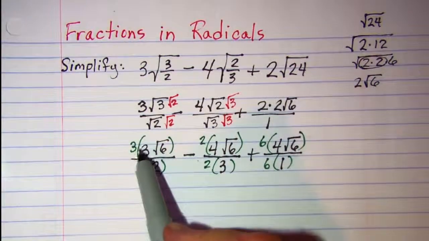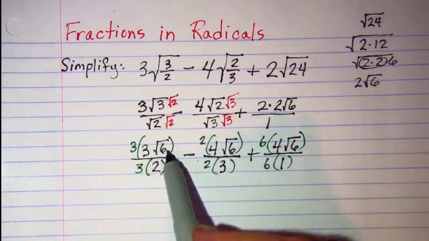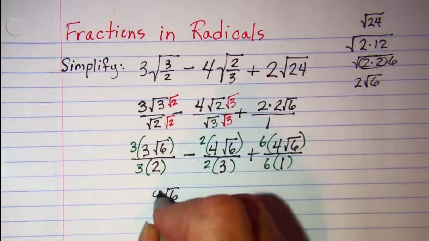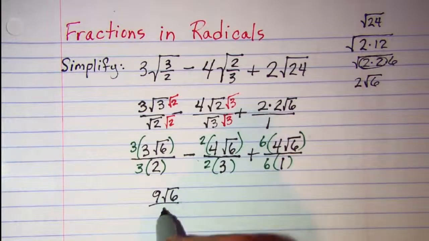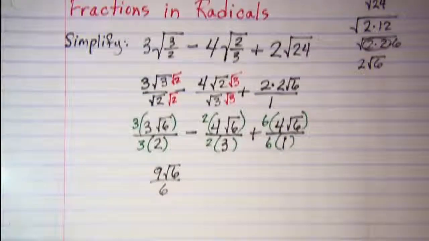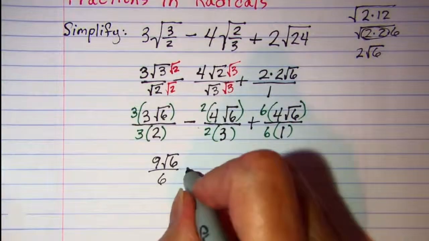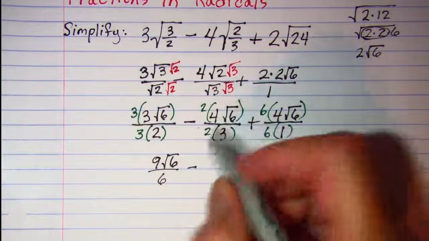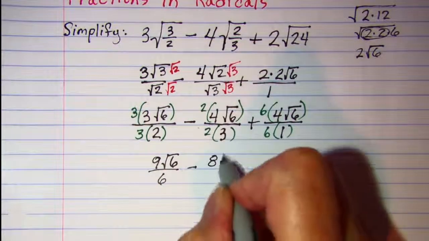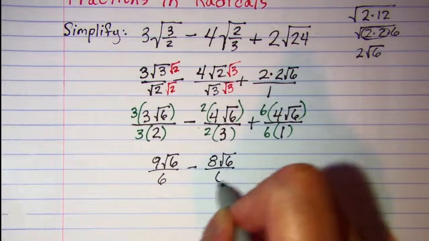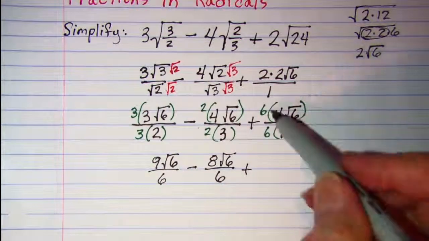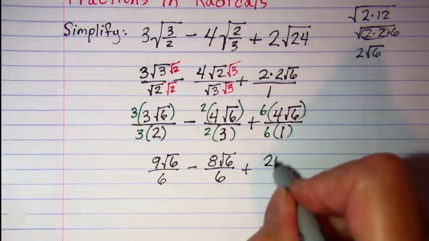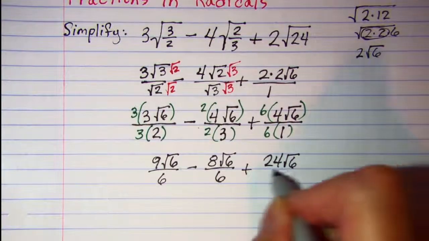So now when I multiply here, I have 3 times 3 root 6. And that's 9 root 6 over 6. Subtract 2 times 4 root 6 is 8 root 6 over 6. And then on this term, 6 times 4 root 6 is 24 root 6 over 6.